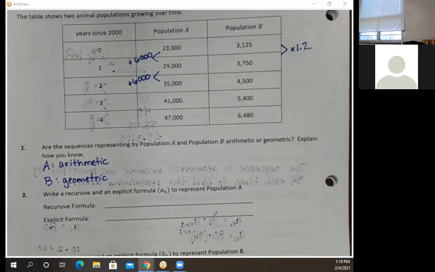So 1.2, as a decimal, that even on your calculator can be 1.2. Exponent is, it's not wrong to write it.